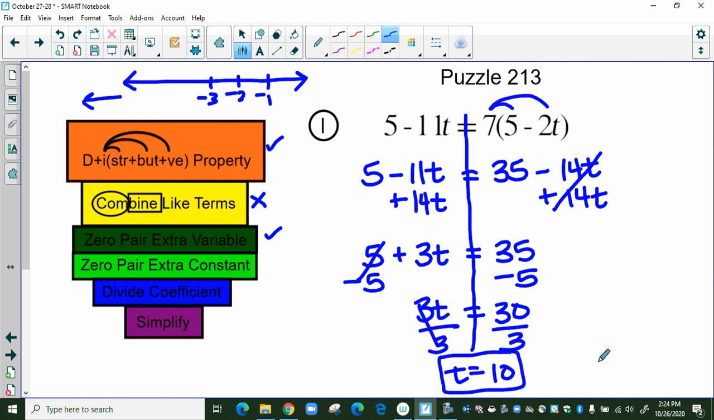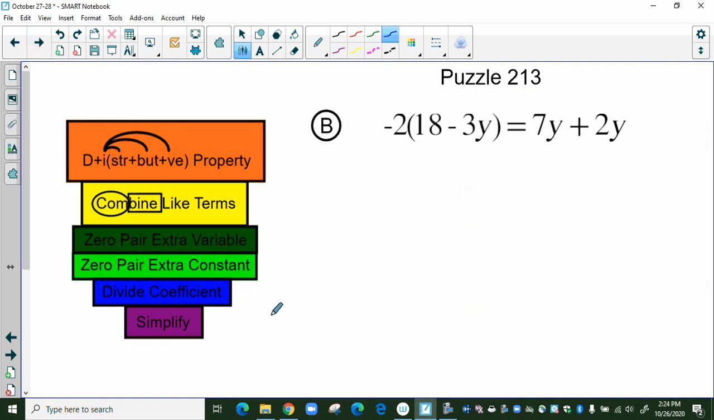If you zero paired the negative 11t, you would have the same answer at the end, except it would look like this. It just would be backwards, but you should still get the exact same answer. Let's take a look at one more. Go ahead and pause the video, try this problem, and then start it back up to see if you get the same thing as me.